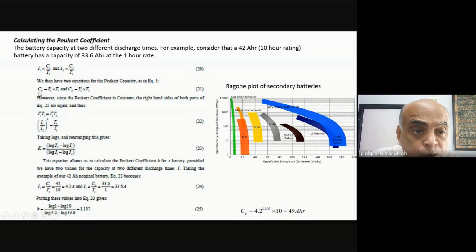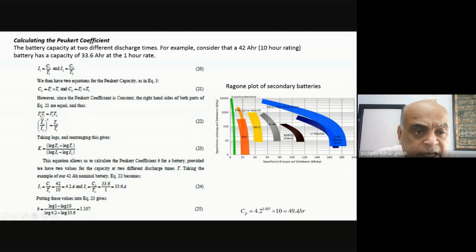If I write the Peukert capacity equation, what will I write? Cp is equal to I1 to the power k multiplied by T1, and the other one, Cp will be equal to I2 to the power k multiplied by T2. The Peukert capacity is the innate capacity, that's the intrinsic capacity, so that is not going to change. And therefore I can then equate these two equations. So I'll write I1 to the power k into T1 is equal to I2 to the power k into T2.